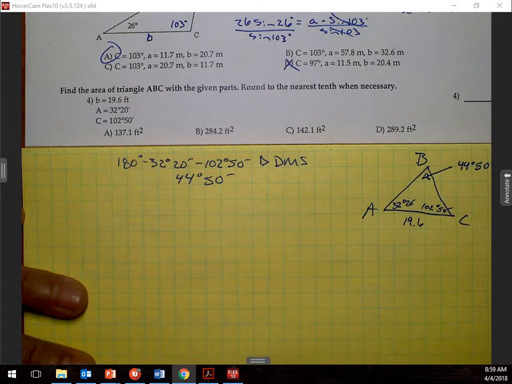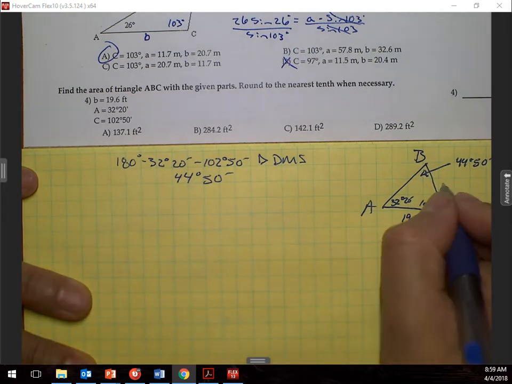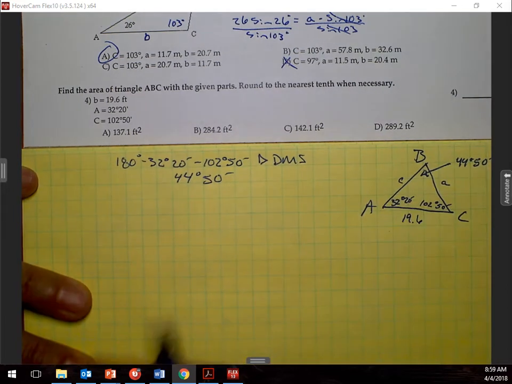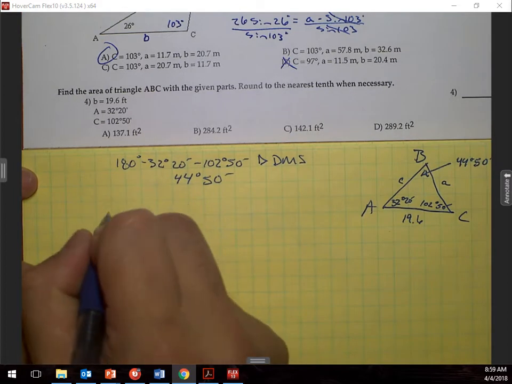So now that I have that, do I have enough information to find a missing side? Yes. So I'm going to use law of sine. What do you want to solve for? Do you want to solve for A or C? C? No, the little one. Solve for A.